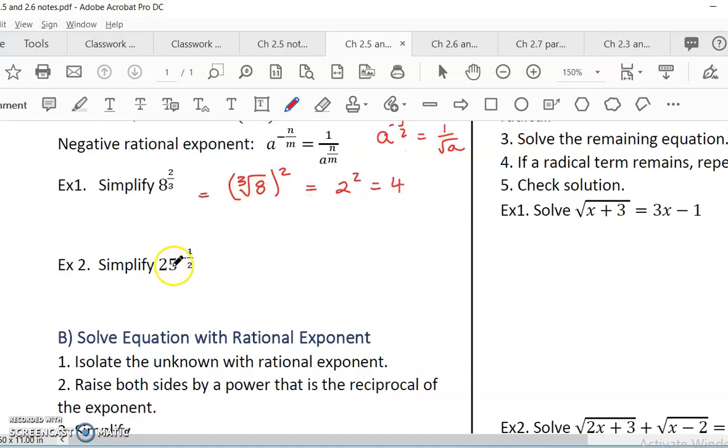The next one is 25 to the negative 1/2. This is a negative, so I write it as 1 over the square root of 25. Do I have to square anything? No, the top is 1, so just take the square root. So it's 1/5. Okay.